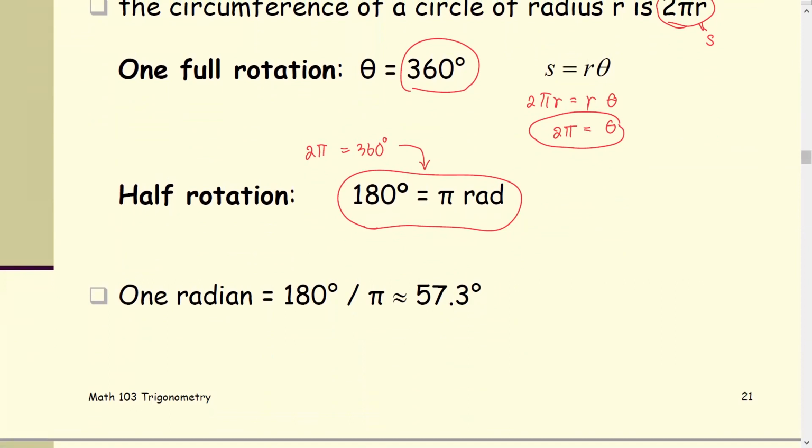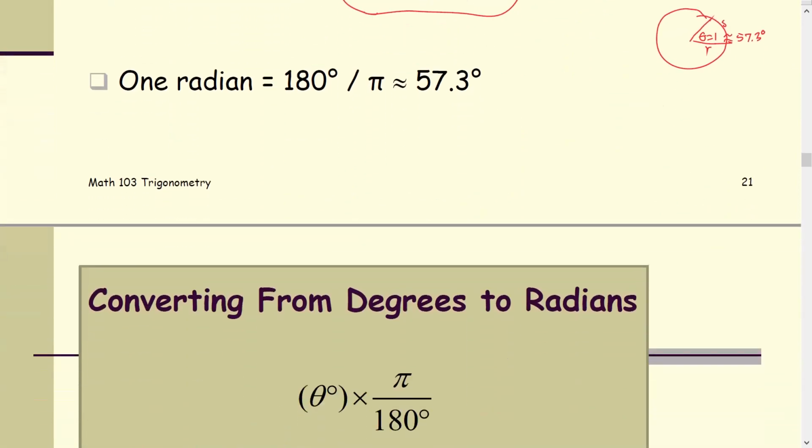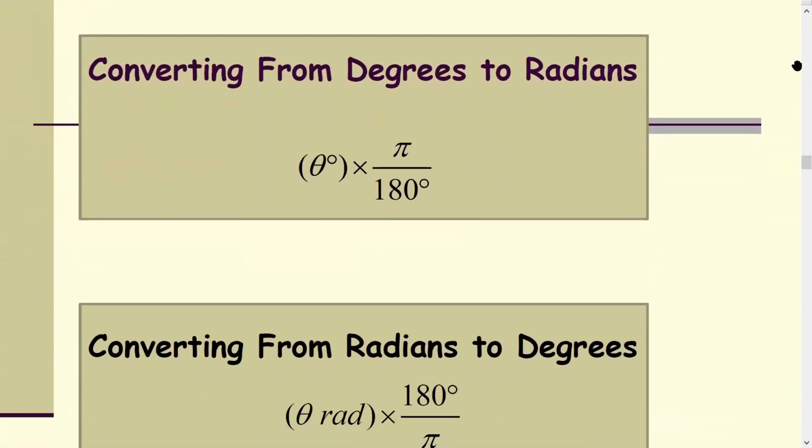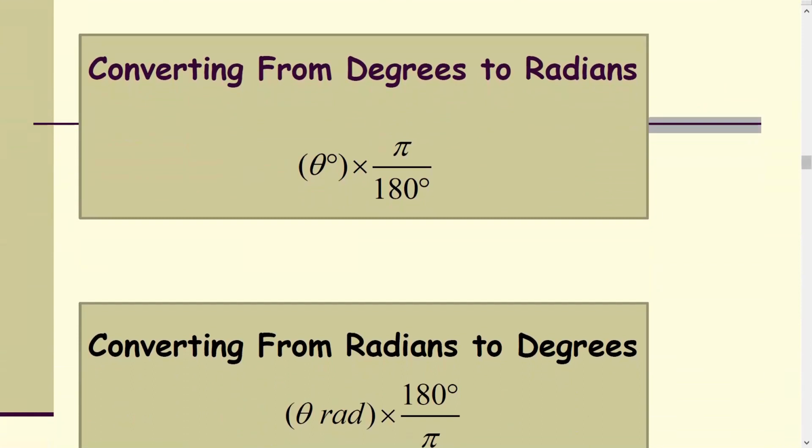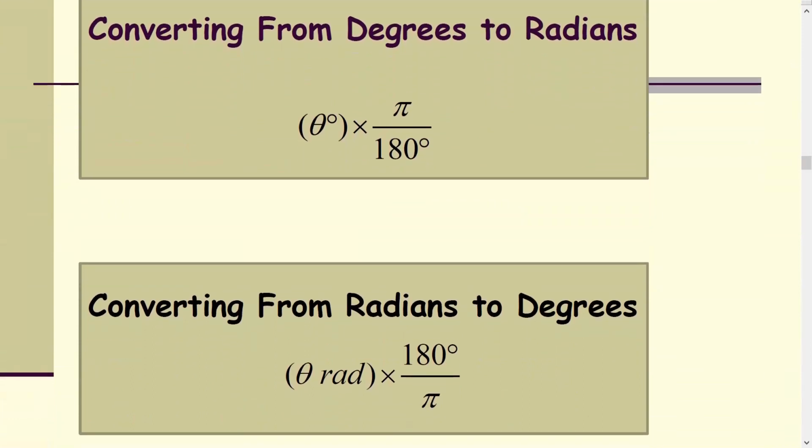If you find the exact amount, 180 degrees divided by pi is about 57.3 degrees. That means 1 radian, for any circle with theta equals 1, is about 57.3 degrees, where the arc length and the radius are the same. With this relationship, we can convert from degrees to radians or from radians to degrees.